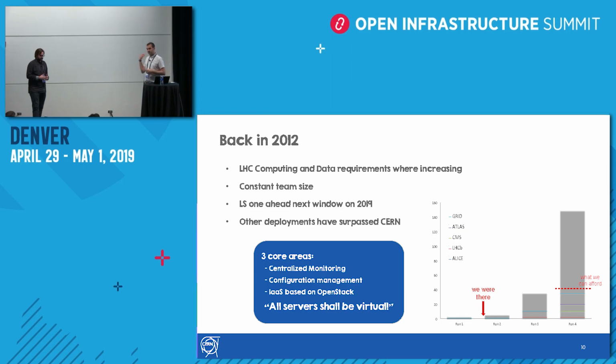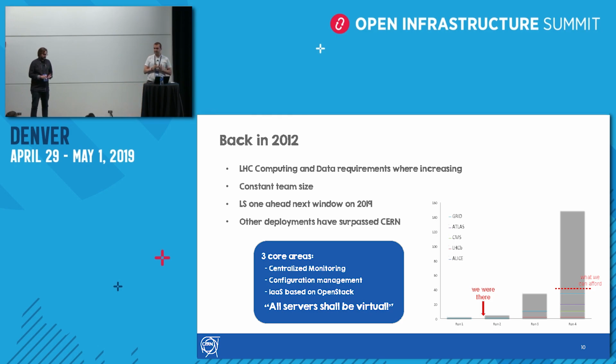If we go back in time, when we decided to build the cloud in 2012, it was during long shutdown 1. That is where the arrow is, and those are the only moments when we can change the whole deployment, because during the run, when the accelerator is running, we cannot do major changes to the setup.